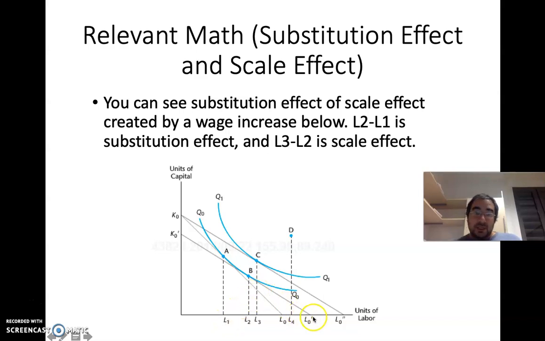And then the shift of the budget line from K0 dot L0 dot to K0 L0 double dot gives you the scale effect. Here the relative prices are constant, but the scale has increased. So it shows you how much the increase in scale will increase the labor demanded, and that is L3 minus L2, which is the scale effect. So L3 minus L1 is the total effect in this case. So it should be wage decrease, not increase. I will change this.